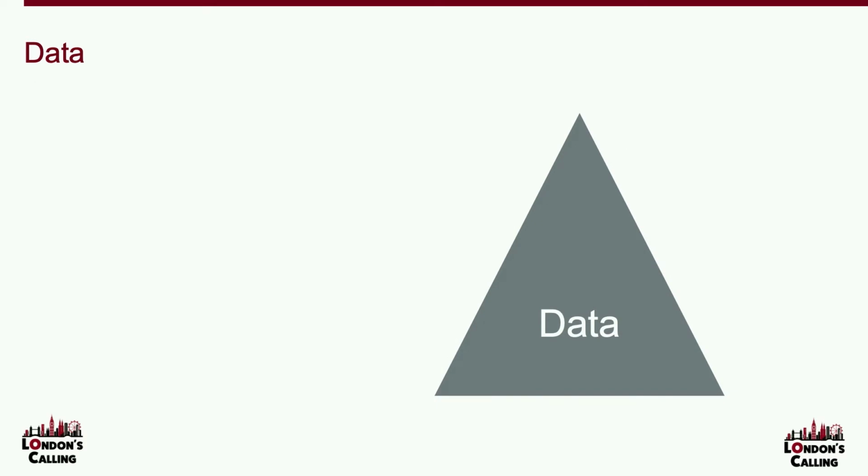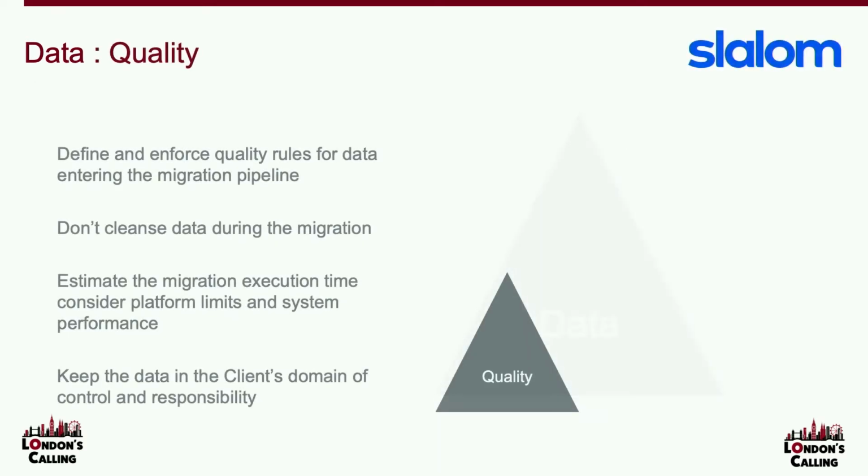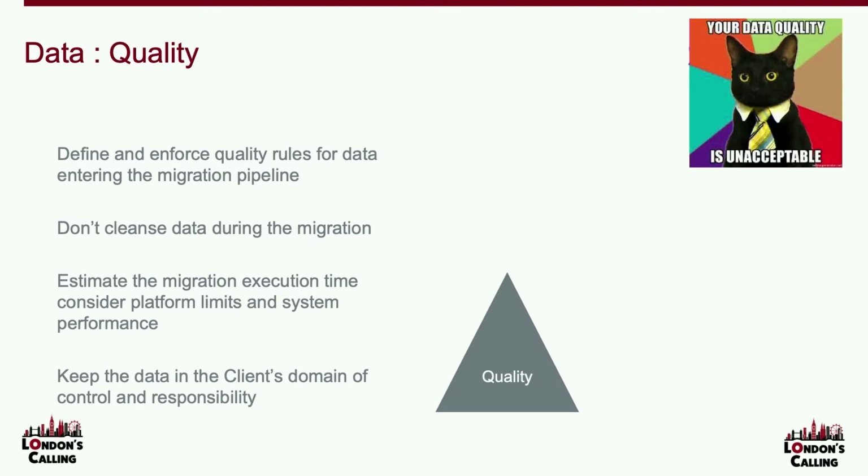What's the first thing we need to do with our data? Well, it's quality. We've got to make sure that we know what the quality of our data is. So, to do that, we need to define data quality rules for all of the data that's entering our migration pipeline. I recommend that you don't try and cleanse the data during your migration.